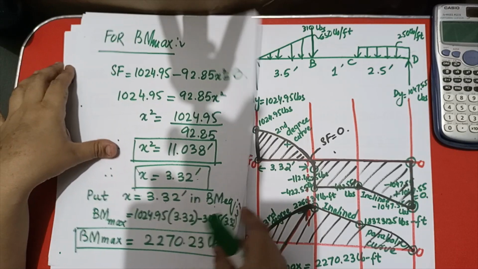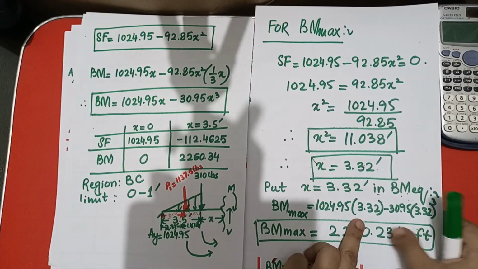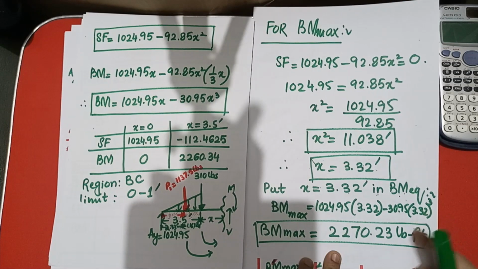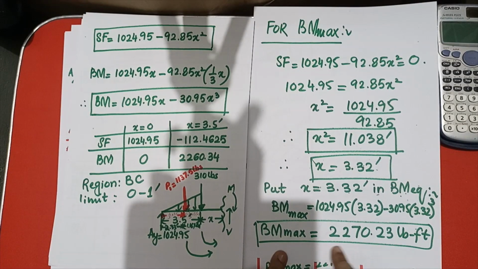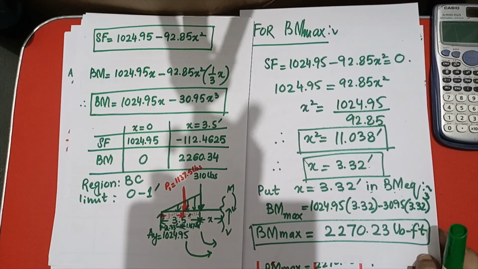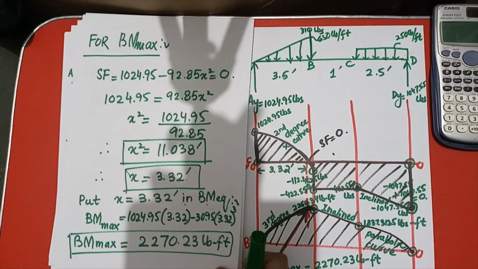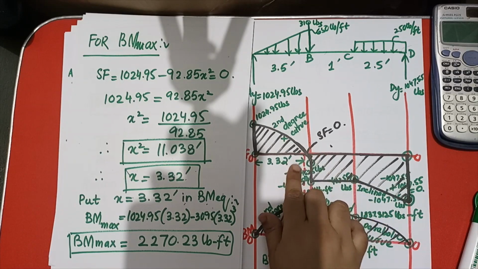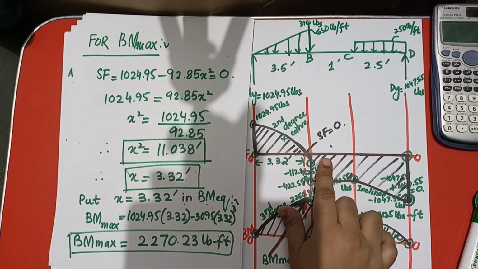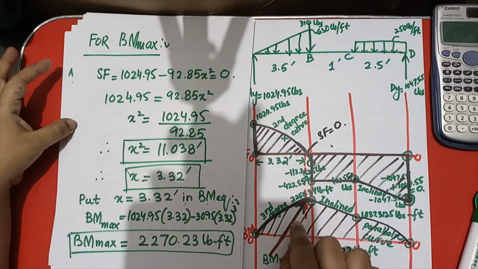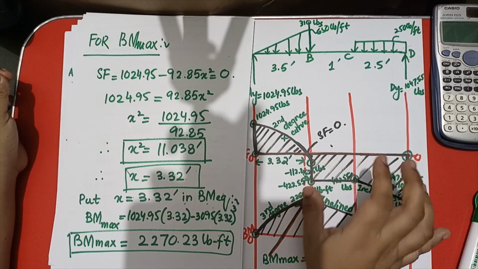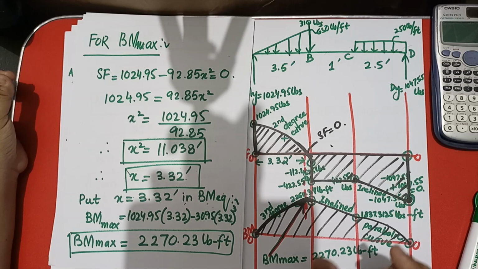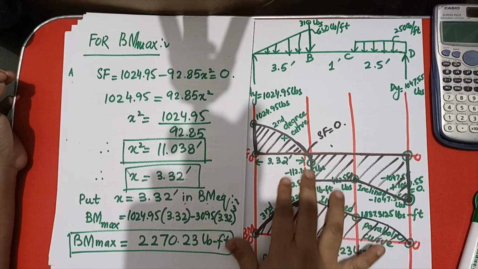So I want to share with you what we have to do. We have put the x value here, 3.32 feet and 3.32 whole cube, and you will get the maximum bending moment 2270.23 pound feet. This is the way you will get your maximum bending moment if you are getting your shear force 0 wherever it is. Wherever your shear force is 0, you have to find out your maximum bending moment at that location, considering the bending moment or shear force equation of the region wherever you are getting your shear force 0.